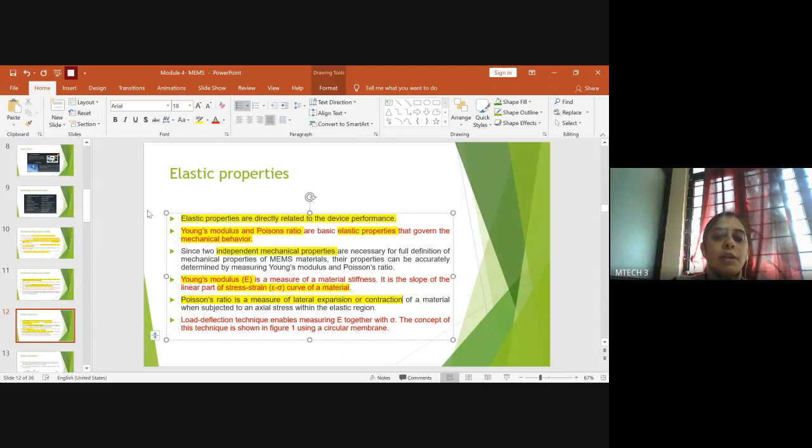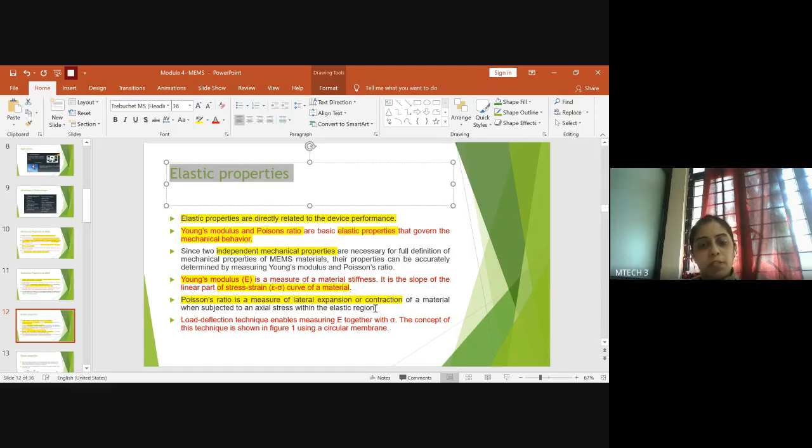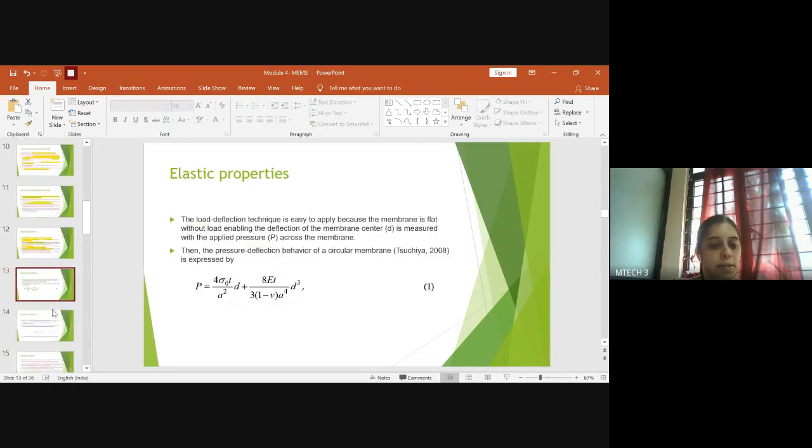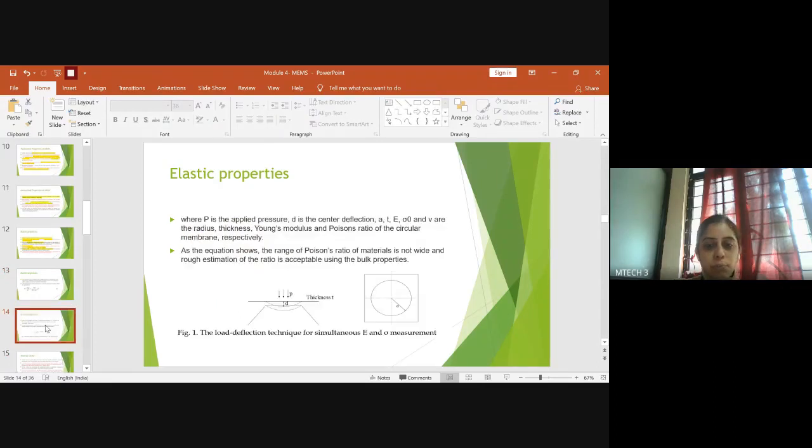Why? Because we are focusing on the elastic properties of a given material. So you should not take any values which are outside the boundary of the elastic region. That you have to keep in mind. Based on this, we have Figure 1 of a circular membrane, right? Here, this is the circular membrane we are using. Using this circular membrane, you will determine the load deflection technique.